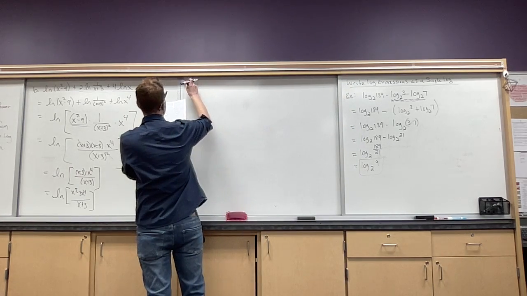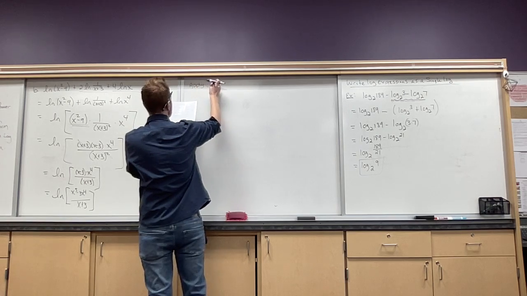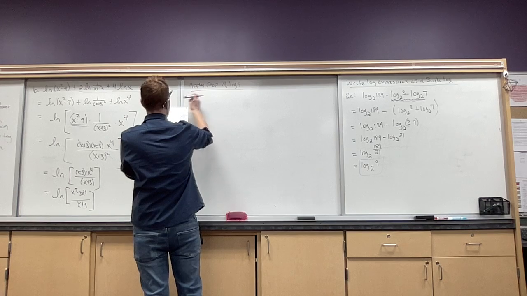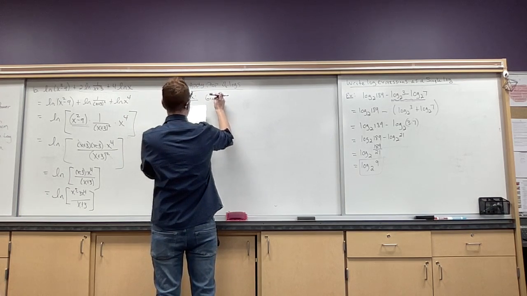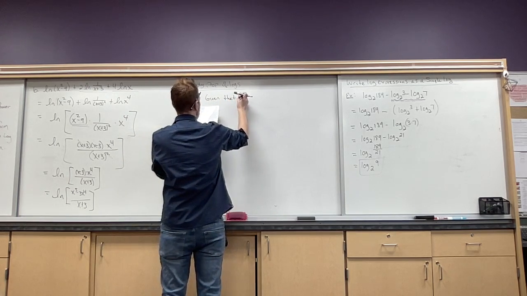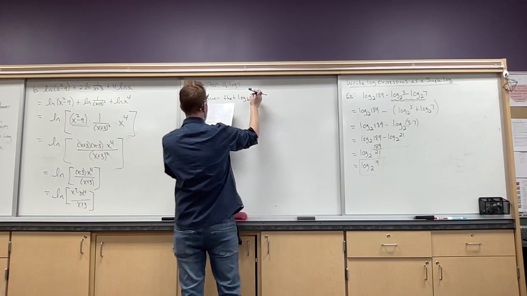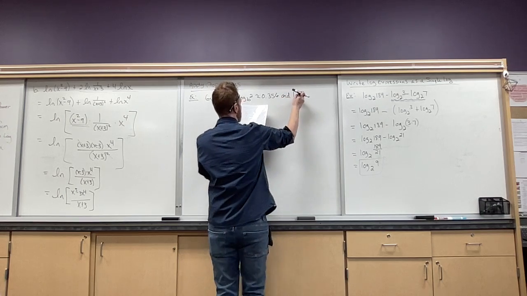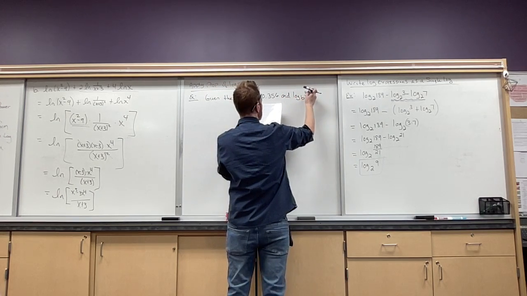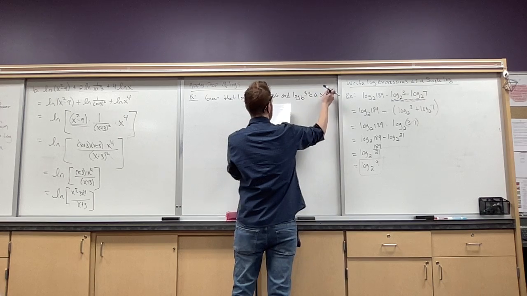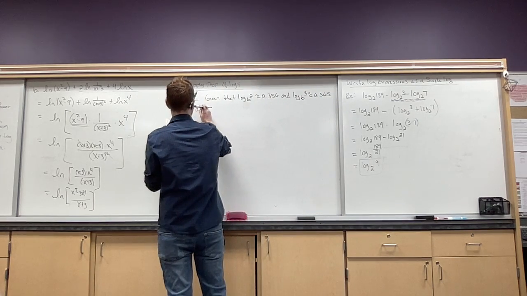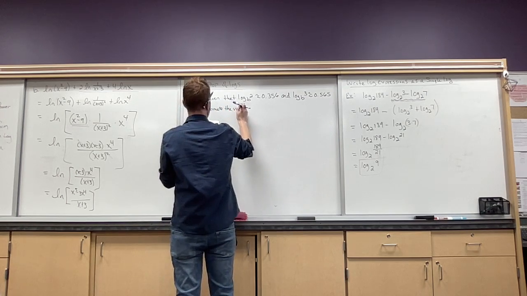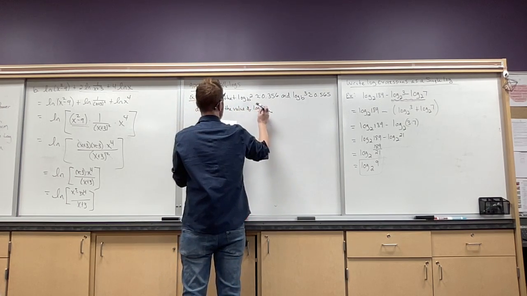So we're still going to apply properties of logs in this example, but I'm going to try something different with you. So given that log base b of 2 is approximately 0.356, and log base b of 3 is approximately 0.565, approximate the value of log base b of 12.